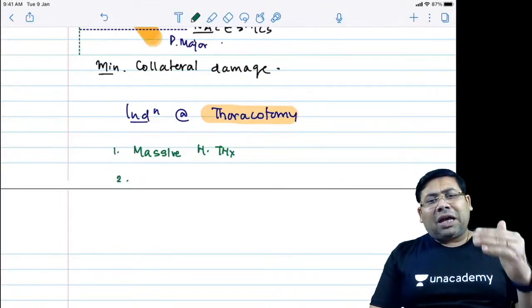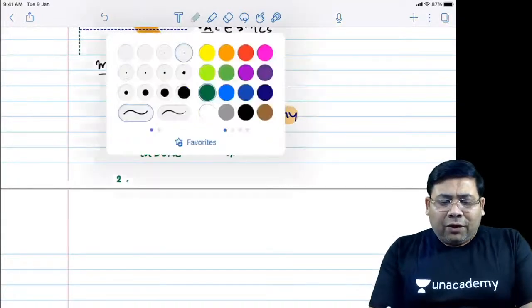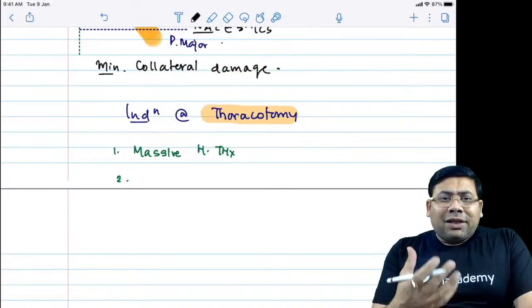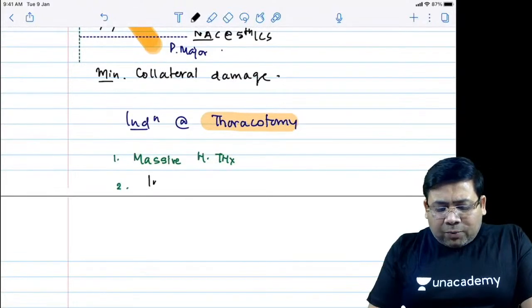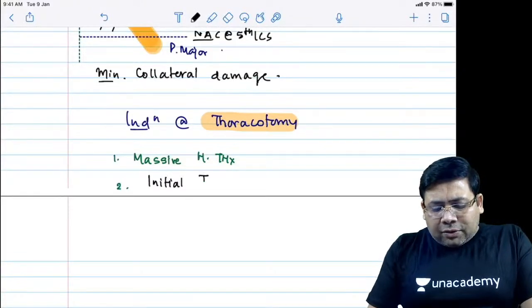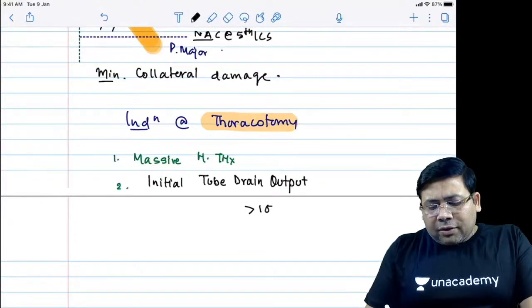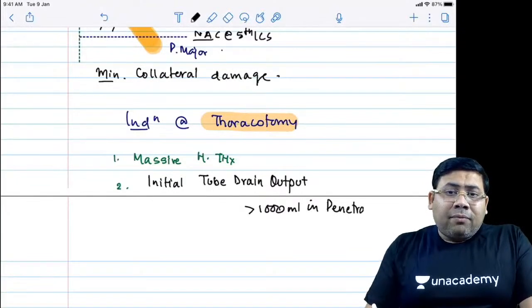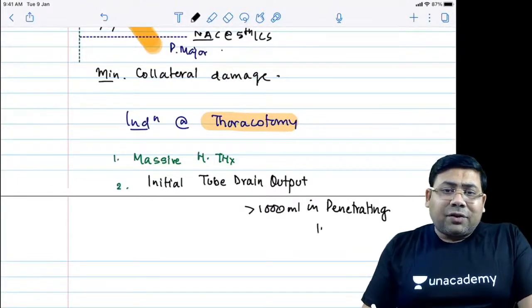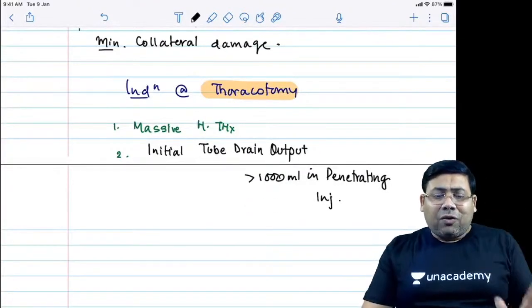Second is, suppose you don't have a suspicion of massive hemothorax, you insert the tube drain. When you insert the tube drain, you will see what comes out and how much comes out. So what is that defined as? Initial tube drain output. Initial tube drain output more than 1000 ml in penetrating injuries is suggestive of a significant injury, and it's time to take a call for surgery.